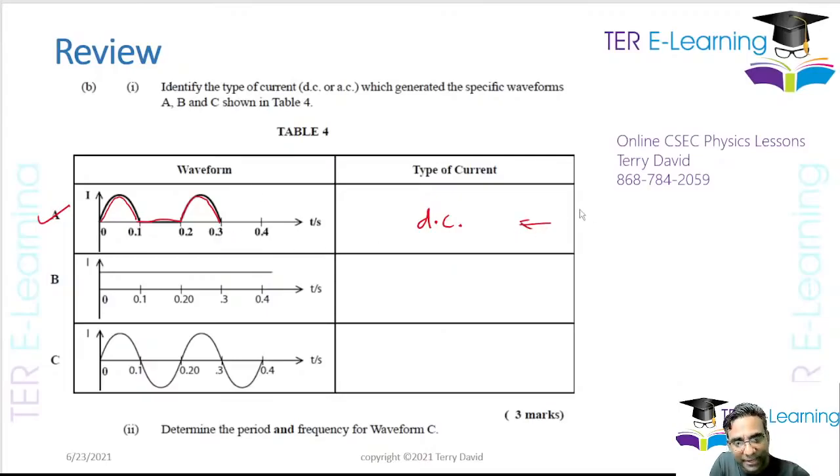It's a varying DC, but it's still DC. And some of you said rectified. Yes, that's when we rectify an AC. That's how it's going to look. So for part A, that's a DC current. What about B?